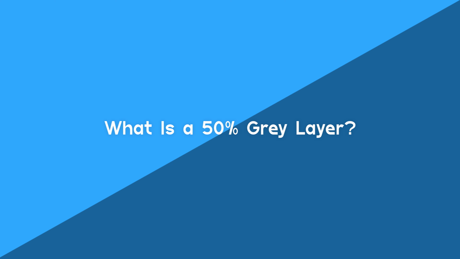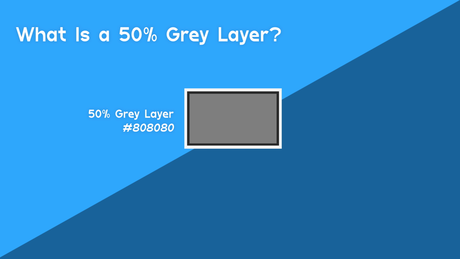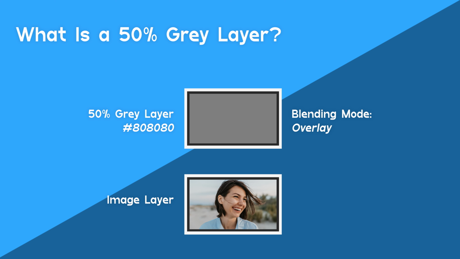What is a 50% gray layer? A 50% gray layer is exactly what it sounds like. A layer filled with a perfectly neutral gray, halfway between black and white. On its own, it's just flat gray. But when we set that layer's blend mode to overlay, something interesting happens. The 50% gray layer becomes invisible, and it blends into the image below.